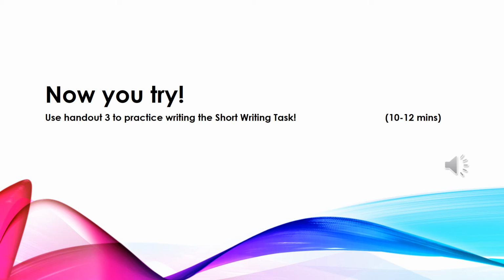Now you try. Use handout number 3 to practice writing some short writing tasks. You really shouldn't spend more than 8 to 10 minutes on the test for this portion. Otherwise, you may not have enough time to finish the rest of the booklet. That's why practice is so important.